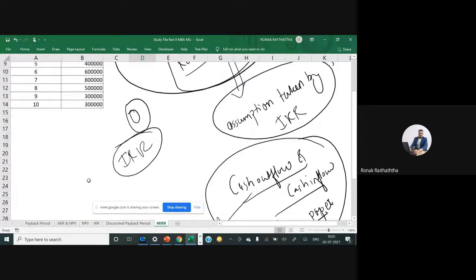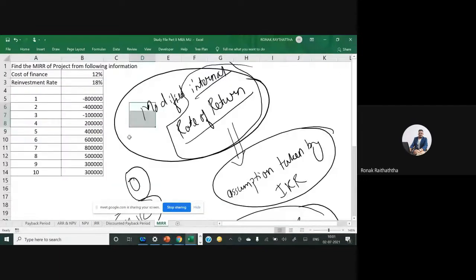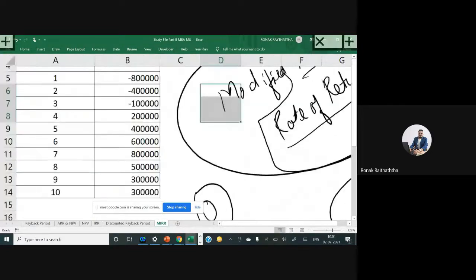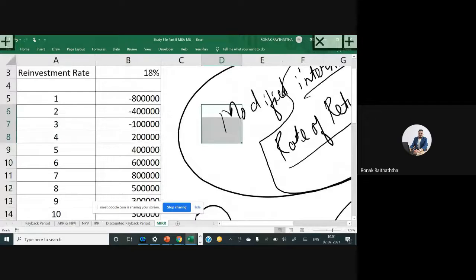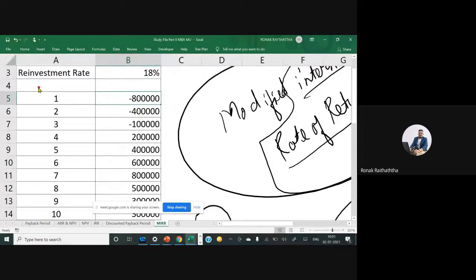Okay, so now the question arises that, sir, what kind of modification we have done? You are saying that modified, but what have you modified, tell me that. Inflows and outflows are treated differently. Inflows should be discounted at the cost of finance, and the outflows should be discounted at any other reinvestment rate.